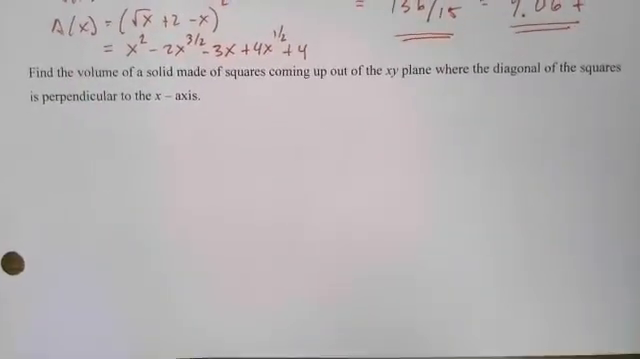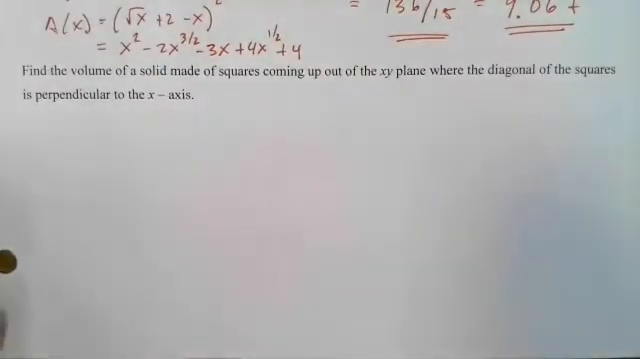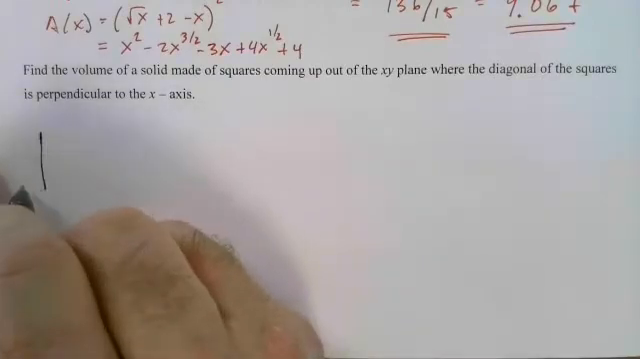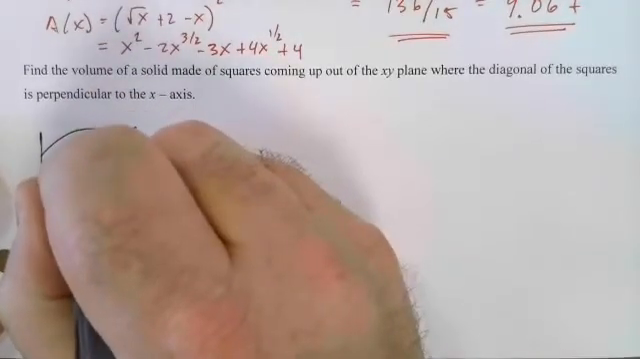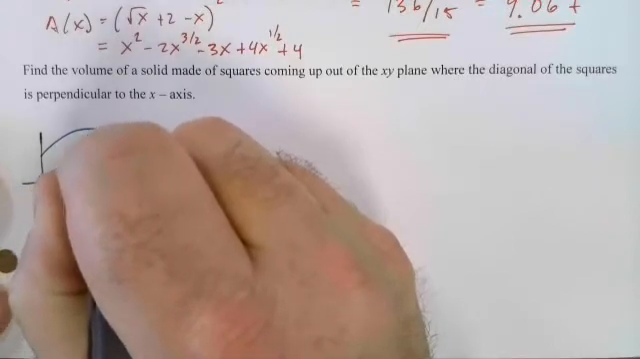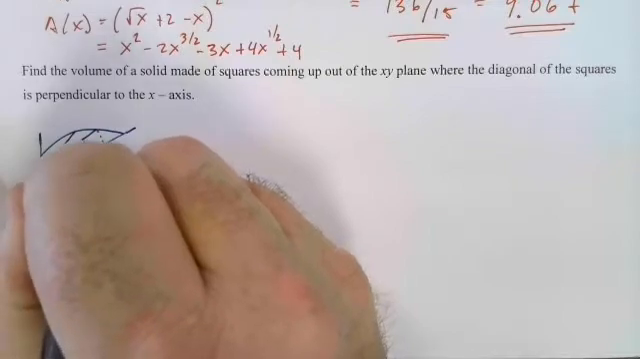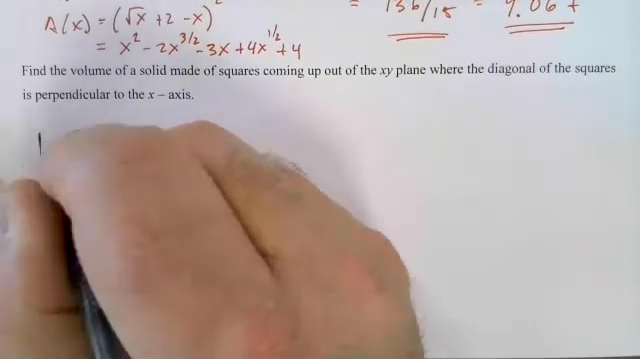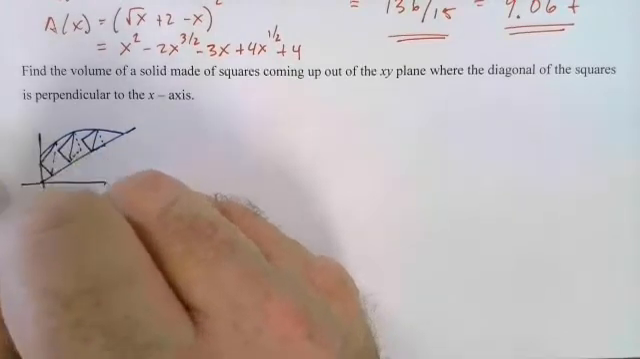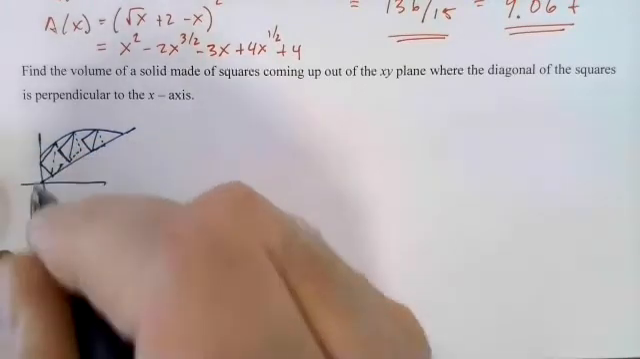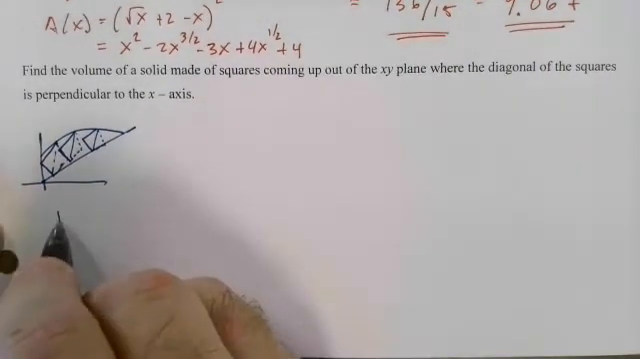Now they want to find the volume of a solid made of squares coming up with the diagonals of the, what the, oh, for goodness sakes. So draw it roughly again. Square comes up. The diagonals are in the plane. Square comes up. Almost impossible to see what the heck I'm talking about. All right, well, I don't know what's going on.